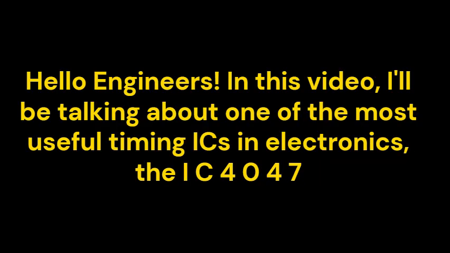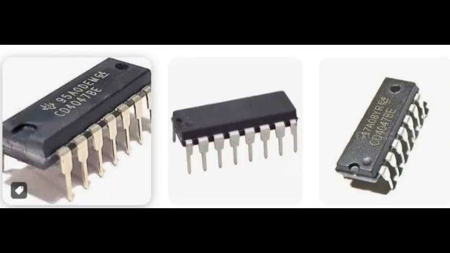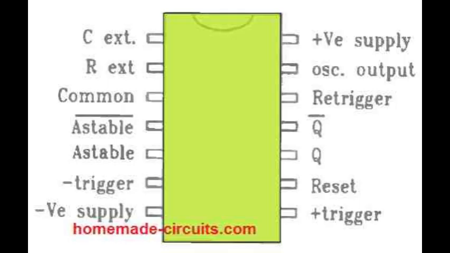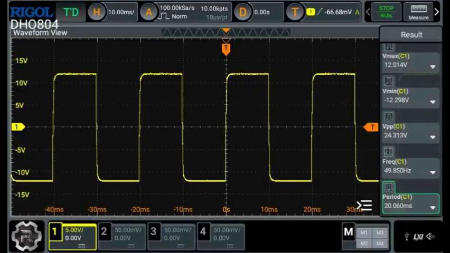Hello engineers. In this video, I'll be talking about one of the most useful timing ICs in electronics, the IC4047. This chip is designed to work as both an astable and a monostable multivibrator, and it is incredibly handy for generating clean, stable square-wave timing signals.